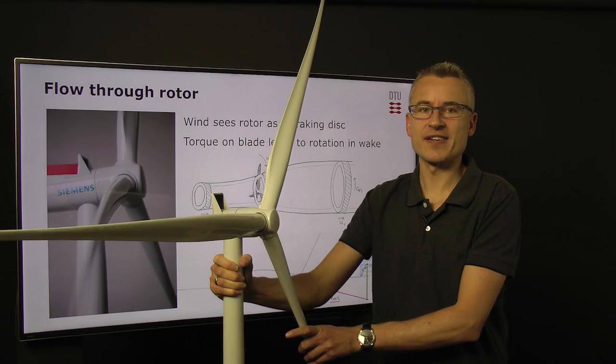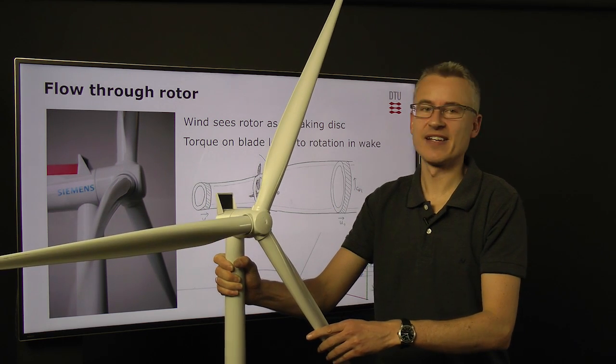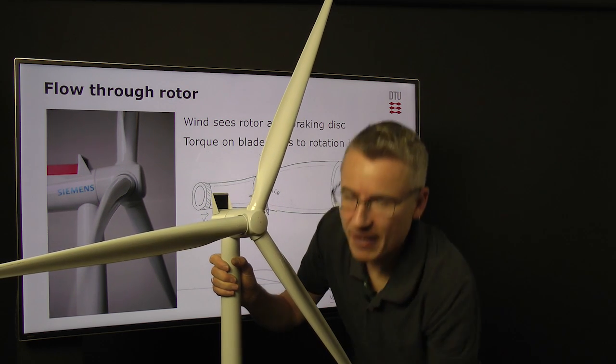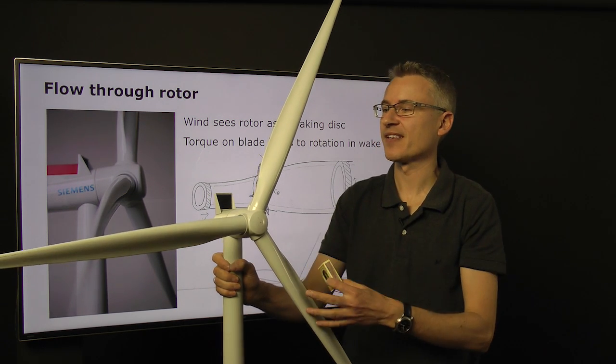So here is the turbine. We have the wind coming in this direction here, and we could imagine that we were some fluid particle which moves, say, from outside and then into the rotor.